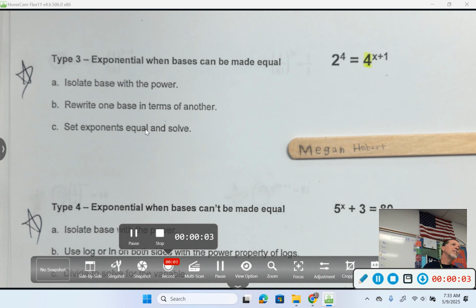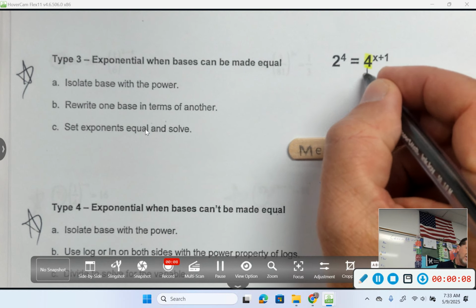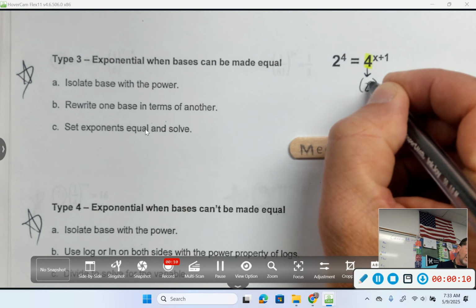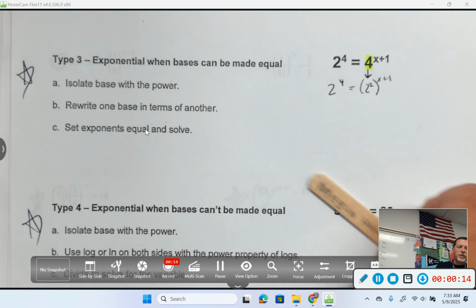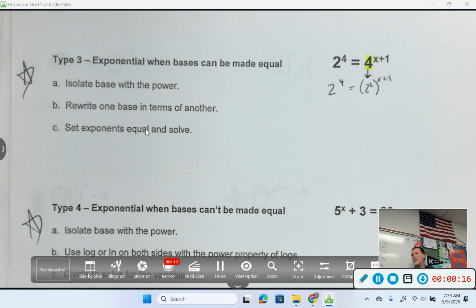What'd you do? What'd you do first? So I made the 4 2 squared. Yes. And again, that feels weird the first time you do it, because you're like, why am I replacing 4 with 2 squared? That seems a little bit weird.